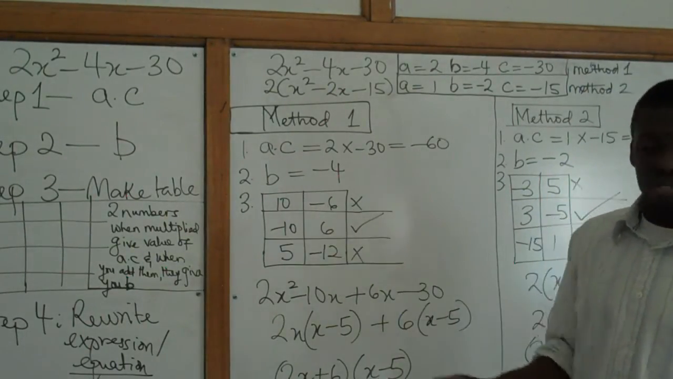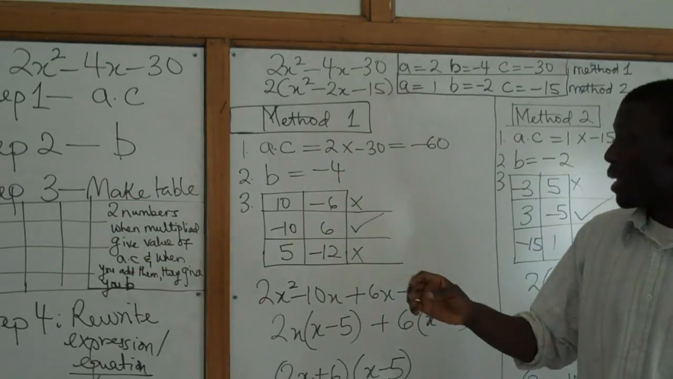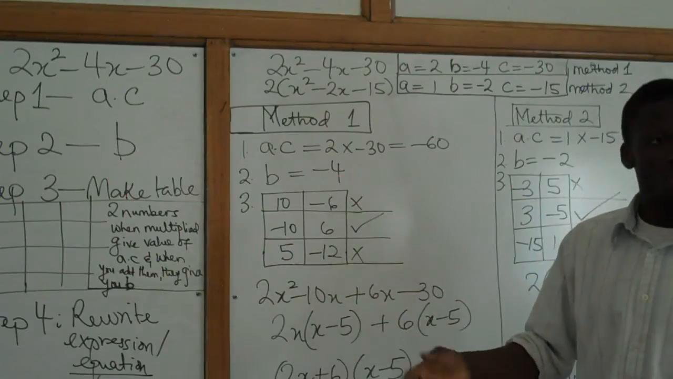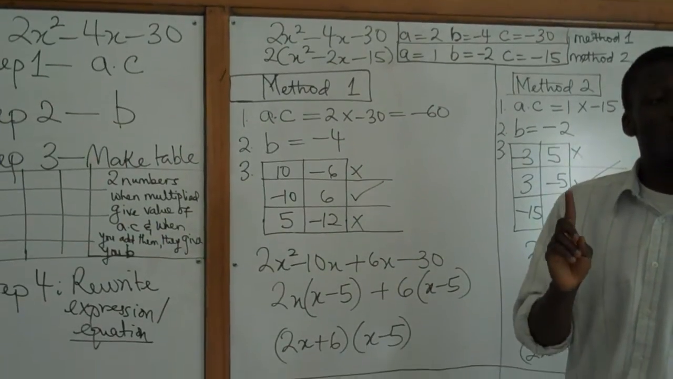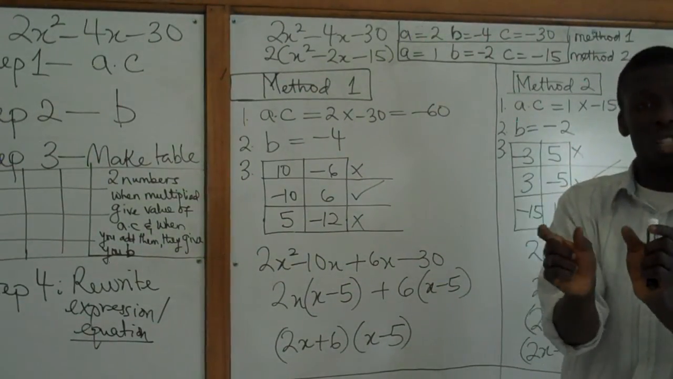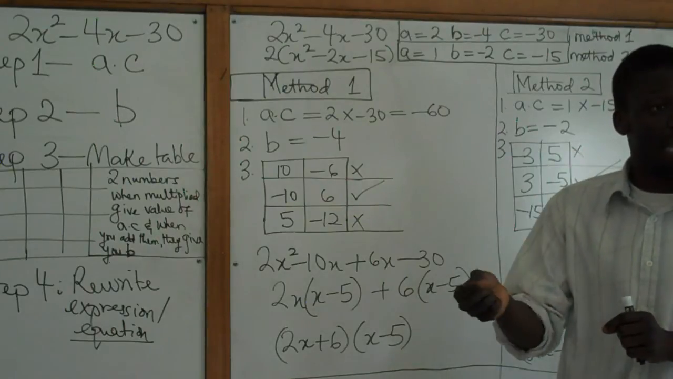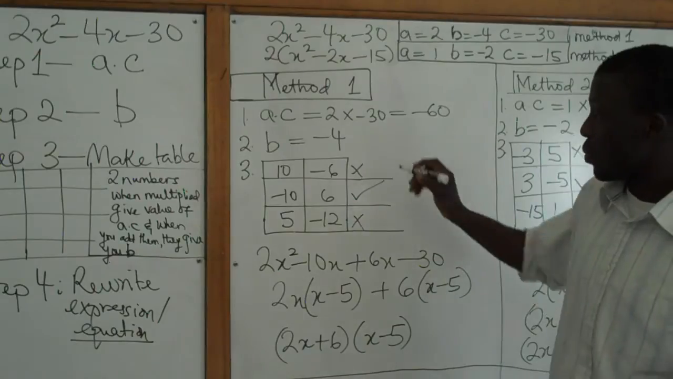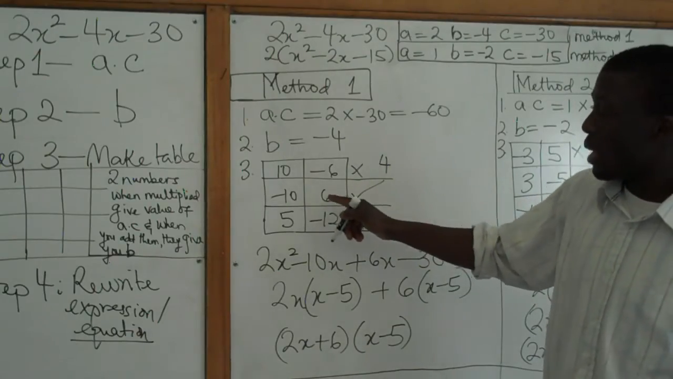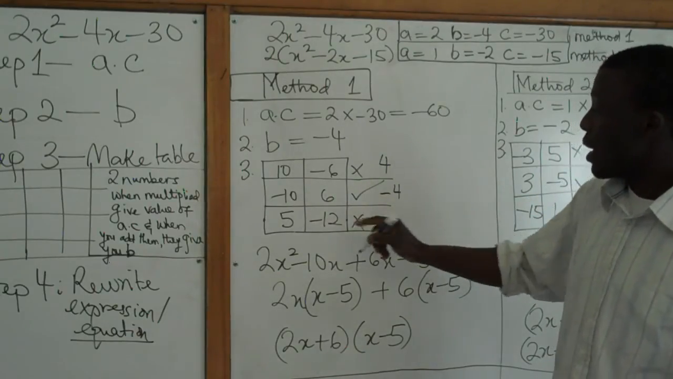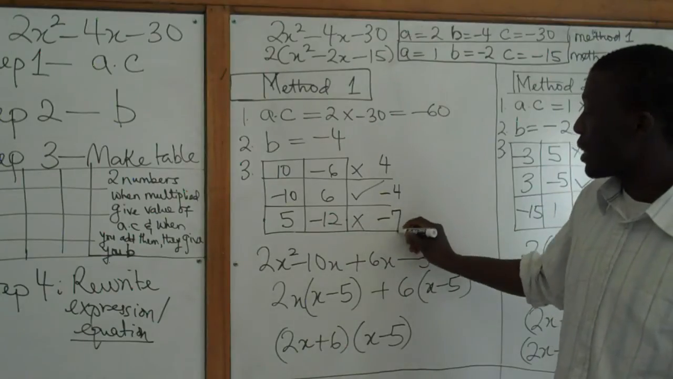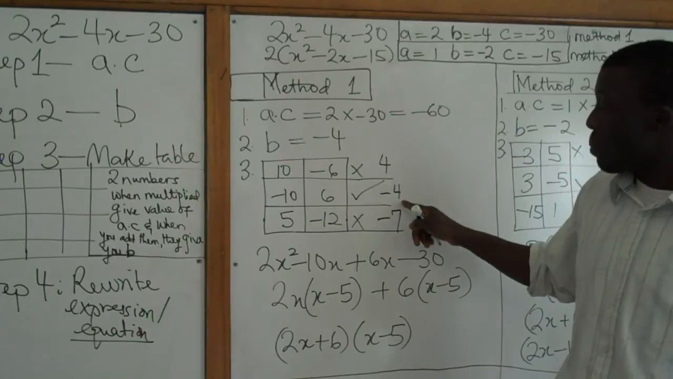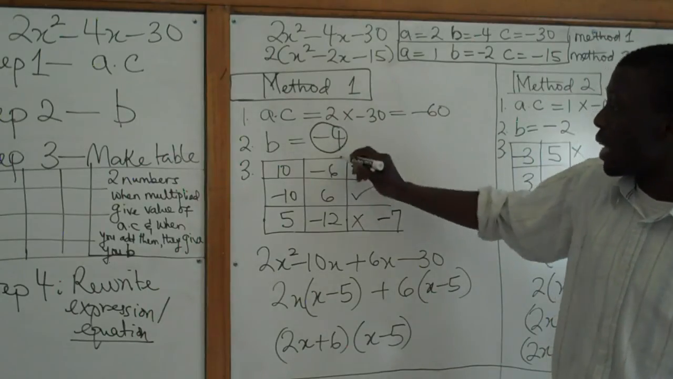10 times negative 6 will give me negative 60. Negative 10 times 6 will give me negative 60. 5 times negative 12 will give me negative 60. But what I want is to be able to add the 2 numbers, and then they give me B. So what I do now is to add them. 10 minus 6 will give me 4. Negative 10 plus 6 will give me minus 4. And 5 minus 12 will give me negative 7. B is not negative 7. B is not 4. B is negative 4. Remember, that's what we want.